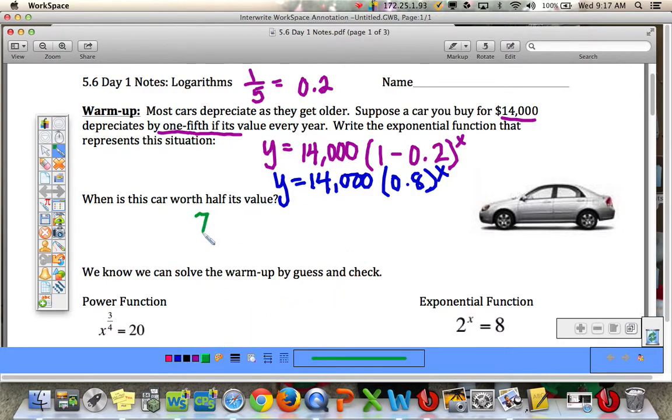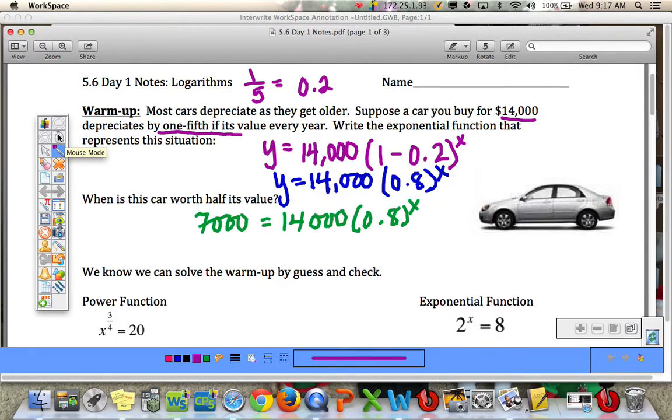So if we set up the equation, we're going to start with 7,000, and that equals 14,000 times 0.8 to the x. And then from here, remember there were two ways we knew how to solve: guess and check, or finding a common base. So for this one, if we use guess and check, we could type in values of x and figure out when this side equals 7,000. Today we're going to go over a faster method to solving.